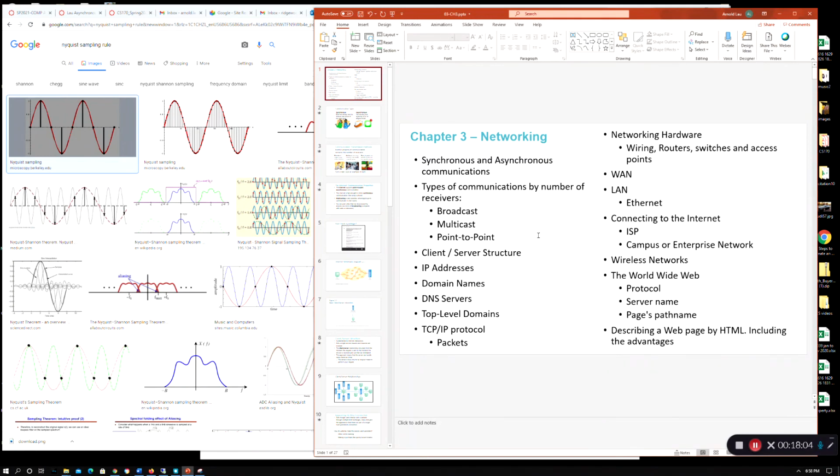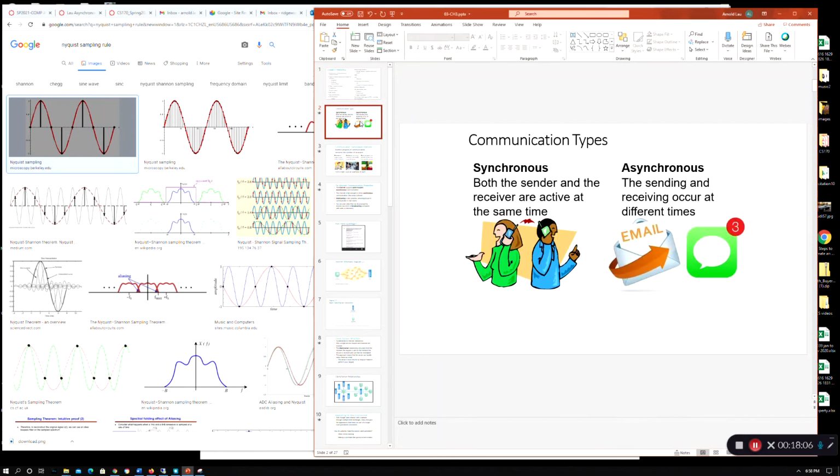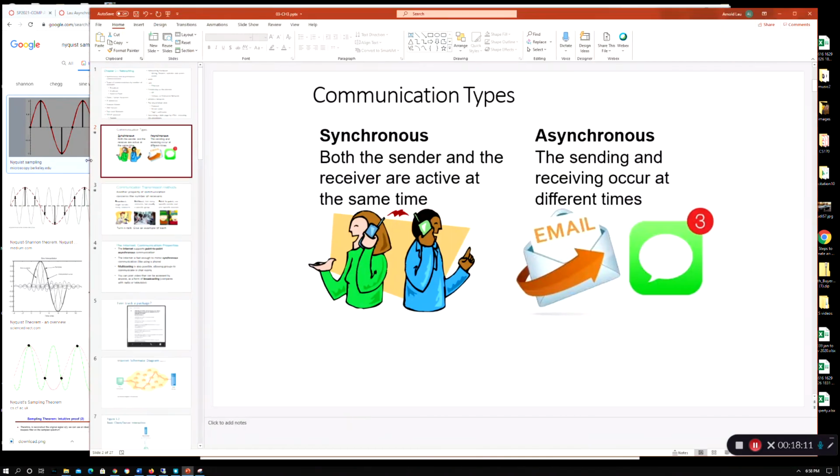Okay, so let's hop into this quickly. Let me make this bigger if I can. There we go. Okay, so the first important concept, synchronous versus asynchronous. Synchronous is like we're on the phone together, right? We're talking, we could be talking at the same time, just going back and forth very quickly, pretty much at the same time.